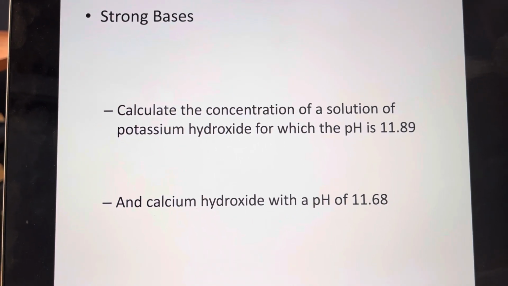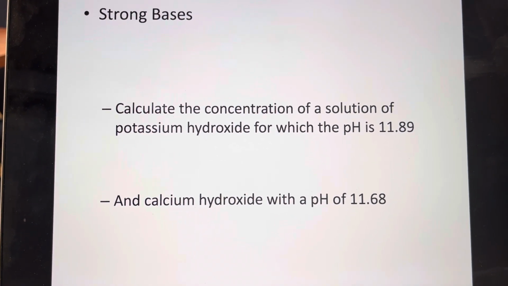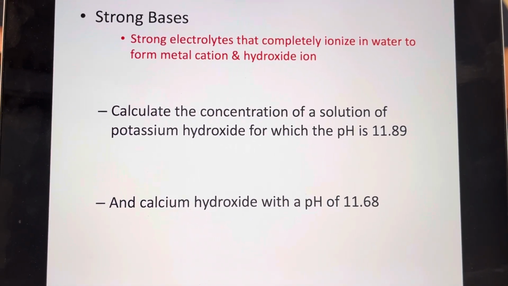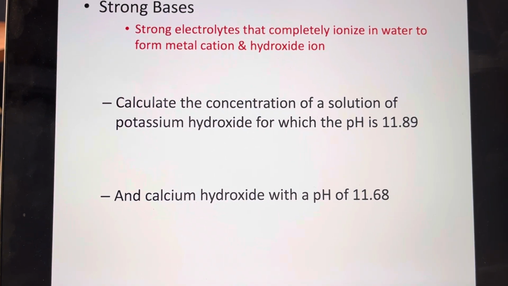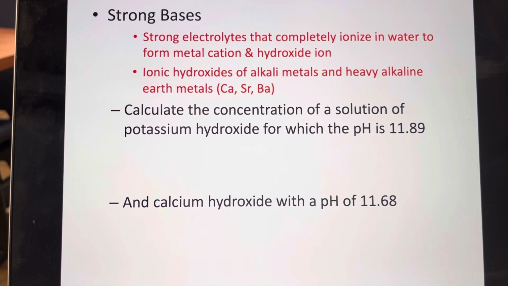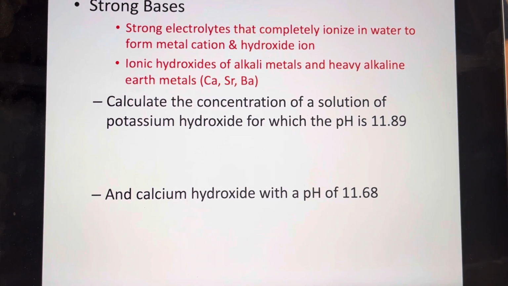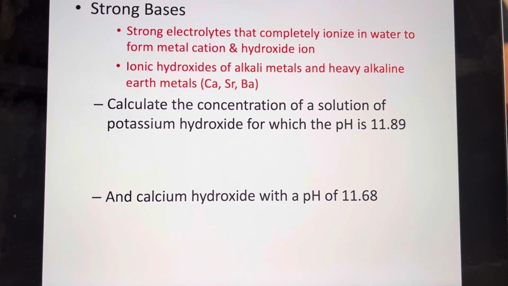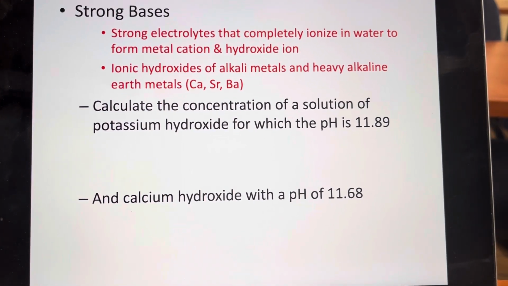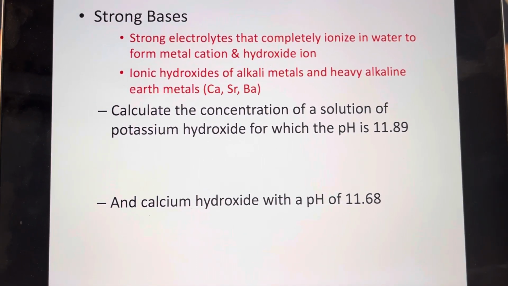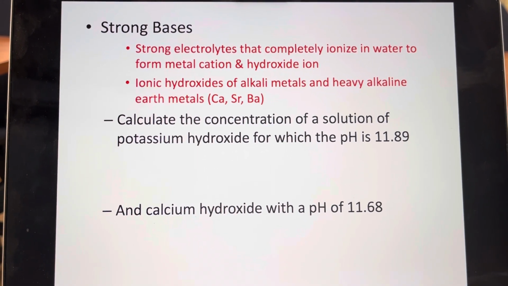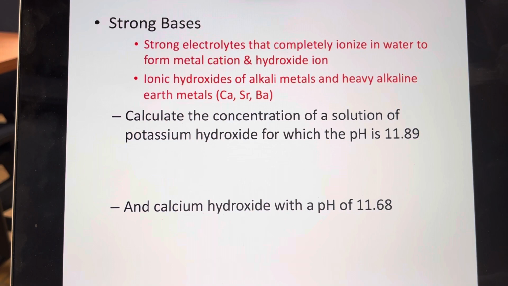Now for strong bases, exact same thing is true. We're just dealing with bases instead of acids, but they too form electrolytes because they also completely ionize in water to form a metal cation and hydroxide ion. As I said Thursday in class, strong bases are all the alkali metal hydroxides, potassium hydroxide, sodium hydroxide, those are the main ones, but any of the alkali metals, and then the heavier alkaline earth metals, calcium, strontium, and barium, and usually we'll throw in magnesium, because again, as I said Thursday, magnesium's kind of on the borderline.